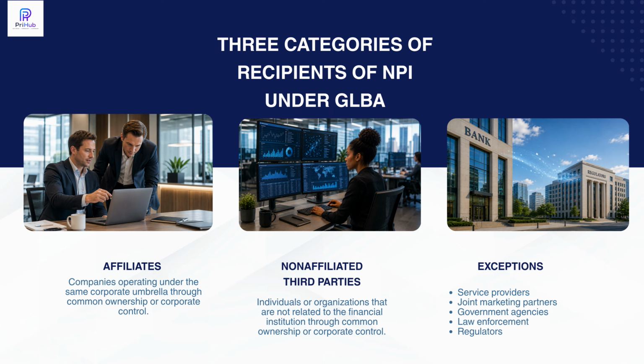The second category is non-affiliated third parties. These are individuals or organizations that are not related to the financial institution through common ownership or corporate control. Sharing NPI with these parties is generally subject to GLBA's privacy and opt-out requirements, unless an exception applies. The third category consists of exceptions where information may be disclosed under specific circumstances. These include service providers, joint marketing partners, government agencies, law enforcement, and regulators.